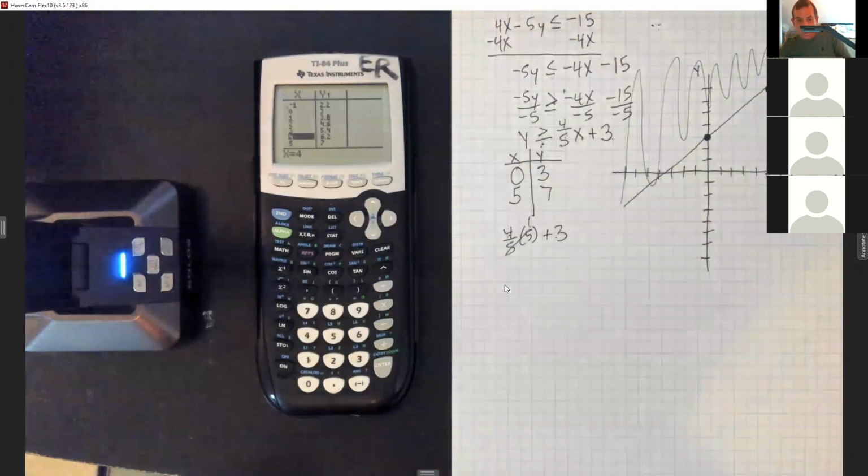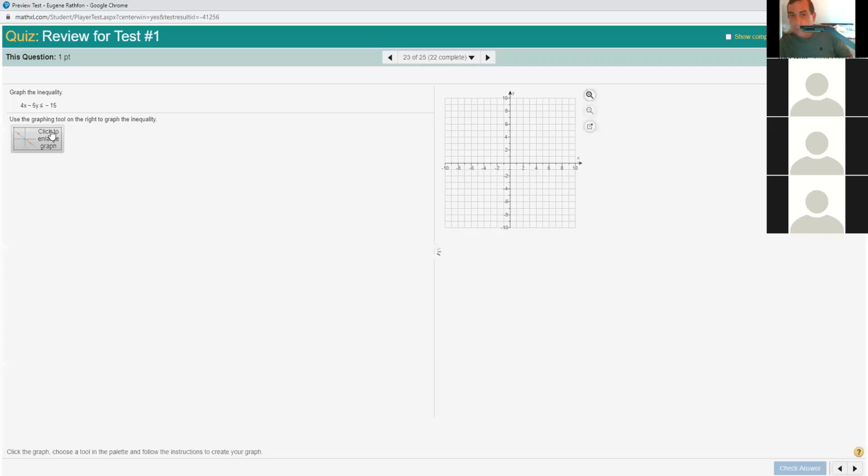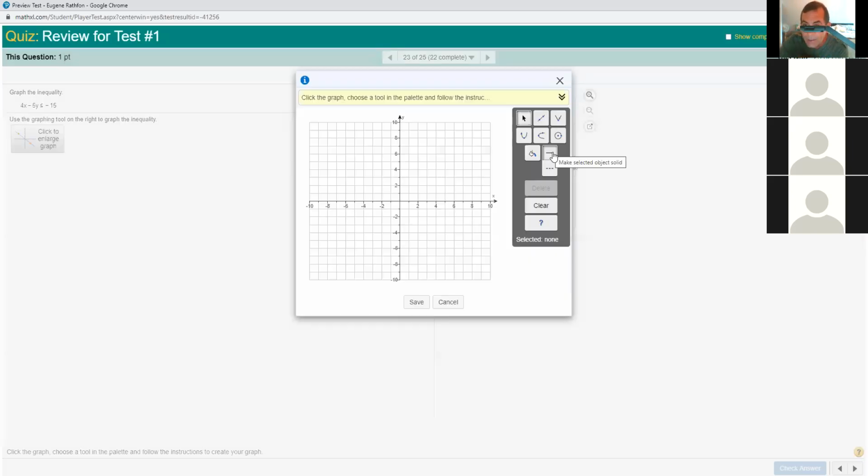All right, so let's go to the test and put that in. So remember, I've got to click it. Now, it's tricky on here. The first thing, it's already got the solid line marked. Now, had you had just a less than or greater than without the equals, you'd have had to use this dotted line, okay? So we're good. So we want a line tool. My first point was 0, 3. So start at 0 and go up to 3. My second point was 5, 7.